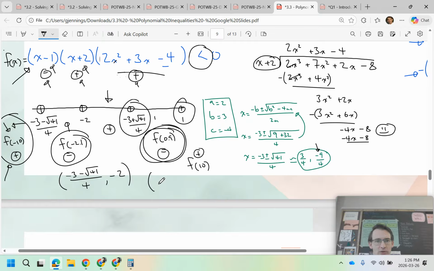So we also have minus 3 plus root 41 all on 4, all the way to 1. Do we do a union in the middle? Yes, it's the union of those two things. Those are the two places where this thing is negative.